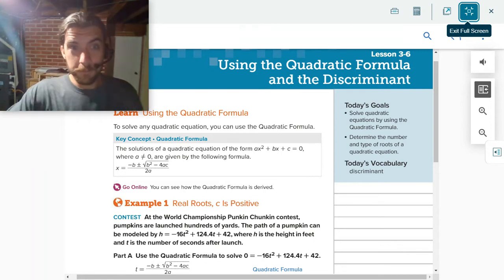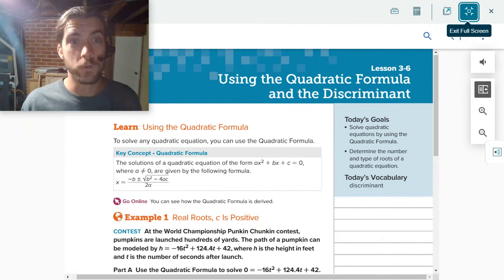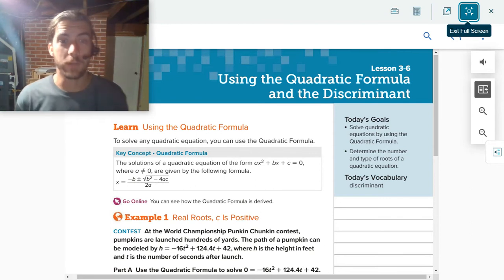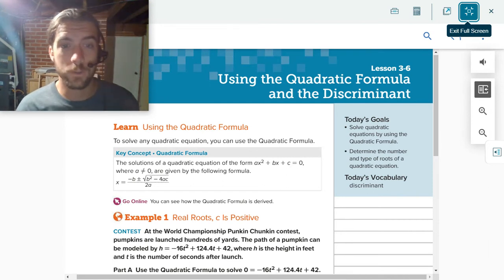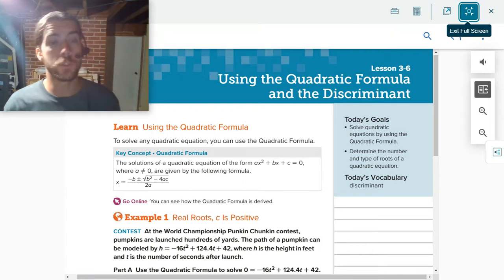All right, let's get into it. So to start off, we want to talk about what the quadratic formula is. To solve any quadratic equation, you can use what is called the quadratic formula. That is right in the middle of your screen there. It says x equals negative b plus or minus the square root of b squared minus 4ac all over 2a.